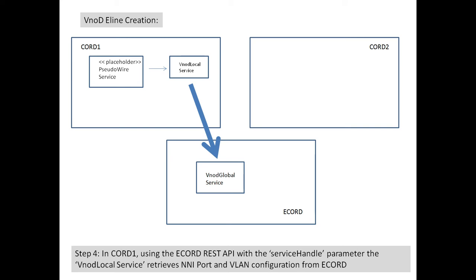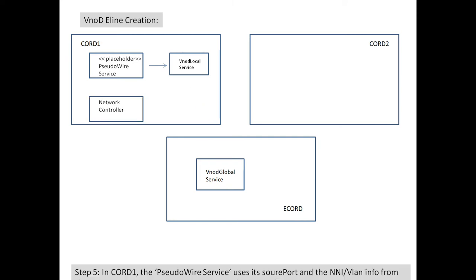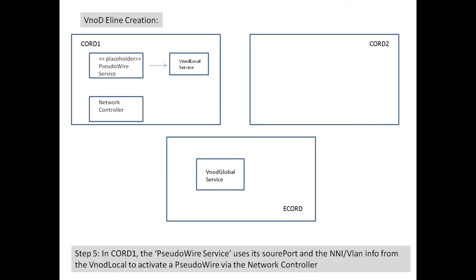So remember, it has a source port, and now through the VnoD local, it's going to be able to get a dest port effectively. And once it has that, you're going to move into step 5. The Pseudowire service now has 2 ports and also the VLAN identifier, so it can push down to the network controller locally and actually get its Pseudowire set up from the source port to the dest port with that VLAN identifier. We're going to see that drop down in the network controller, and now we're going to actually have bits flowing at this level. The source port to the dest port, bits are going to be arriving, and it's going to be ready to go.